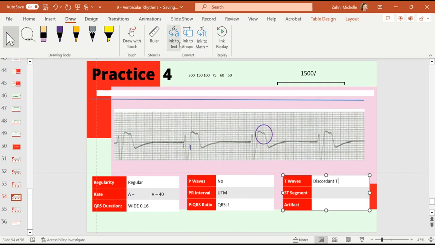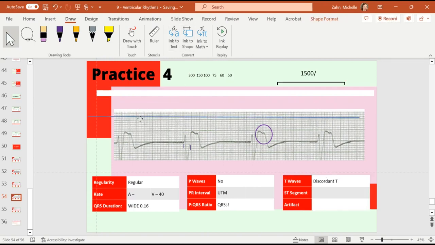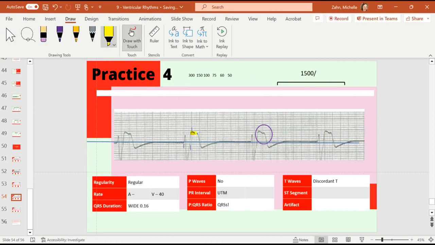Do I have a change in the ST segment, and is it elevated or depressed? If I take my baseline and try to draw it through, I would say that this is ST elevation. This is ST elevation up here. Our baseline is way down here. Our ST segment is way up here.